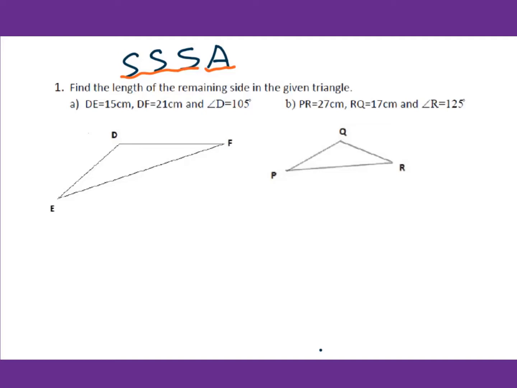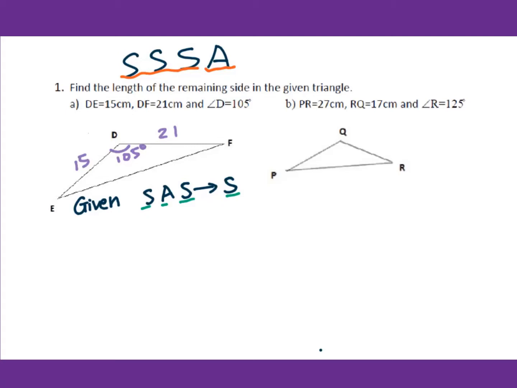For example, find the length of the remaining side in the given triangle. We have DE equals 15 and DF equals 21. Angle D is 105 degrees. We are given an S pattern. We're looking for the other side. In other words, we are dealing with 3 sides and 1 angle. We are supposed to use cosine law.